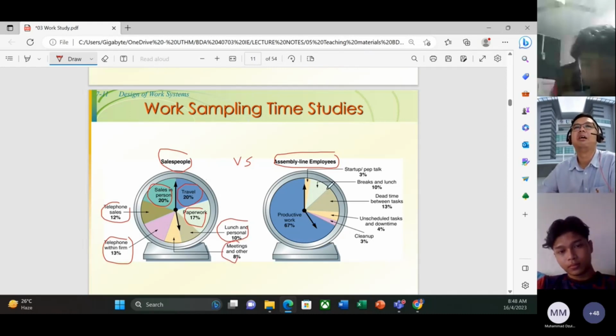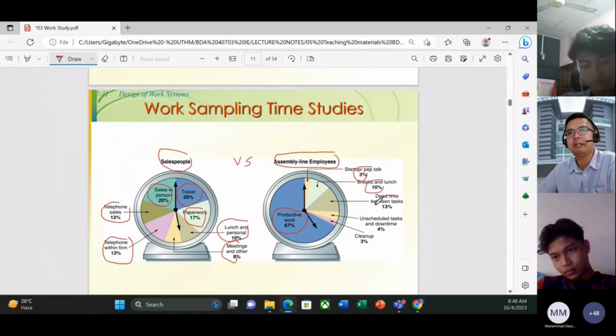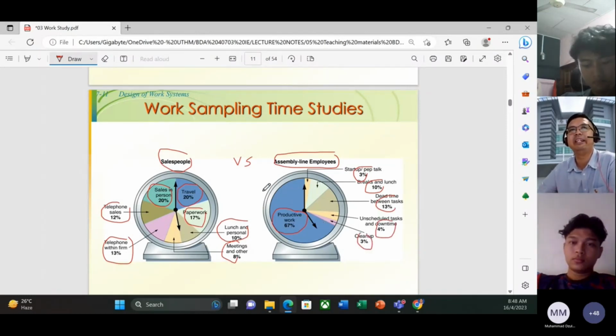Compare with the assembly line employee, for example a production operator. Production work is 67%, and the rest is setup, talking 10%, break and lunch 10%, idle time between tasks 30%, unscheduled tasks and downtime 4%, and cleanup 10% and 3%. So this is the difference between the salesperson and the assembly line operator. Each job has its own job tasks given for the time study and also the work sampling.